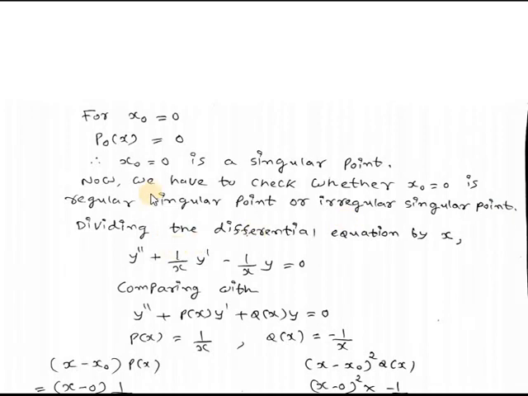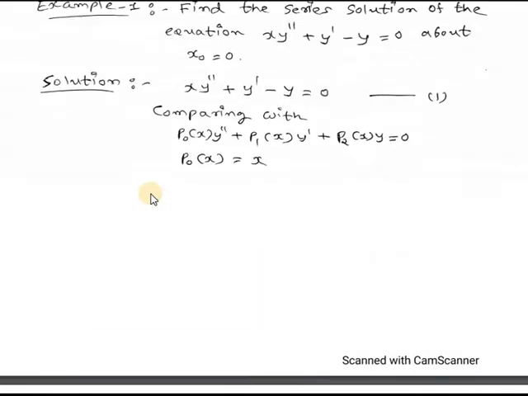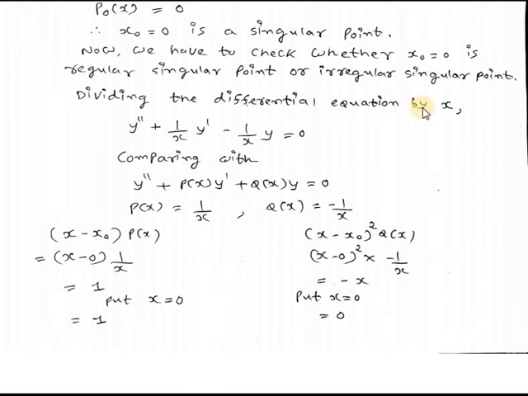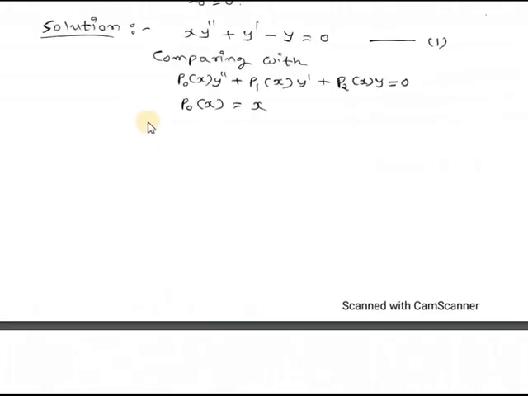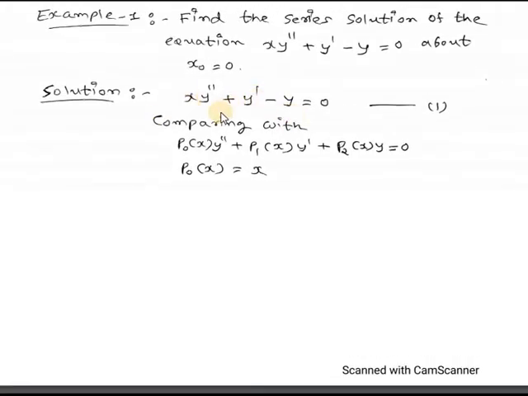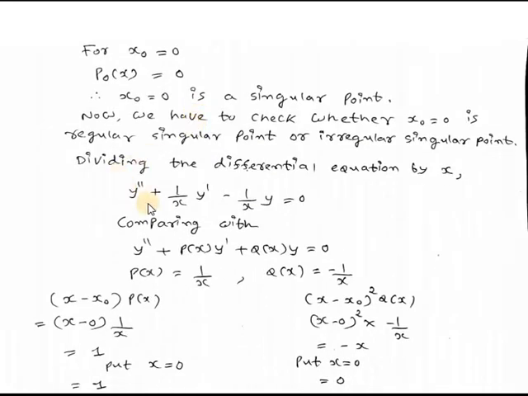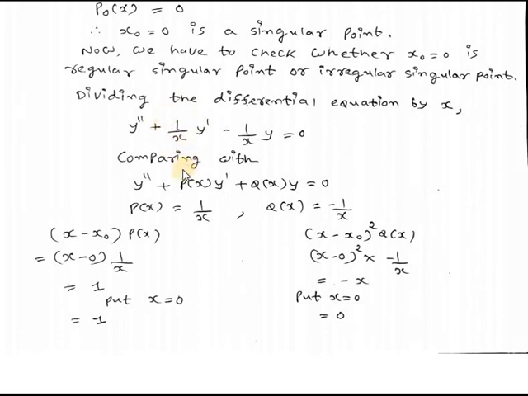For that we divide the given equation by x. So we get y double dash plus 1 divided by x y dash minus 1 divided by x y is equal to 0. Now comparing with the standard form y double dash plus p(x) y dash plus q(x) y equal to 0, we get p(x) is equal to 1 divided by x and q(x) is equal to minus 1 divided by x.